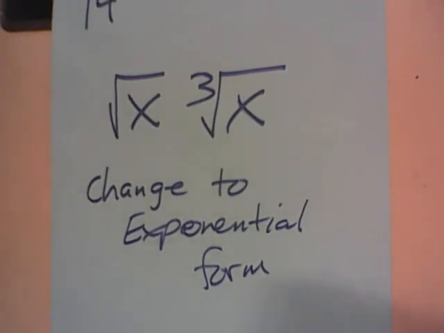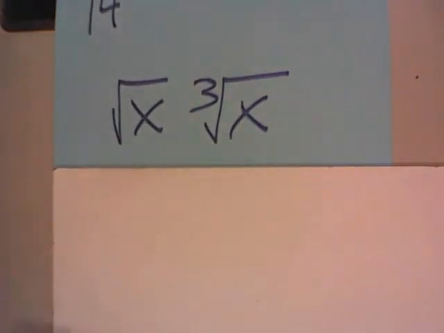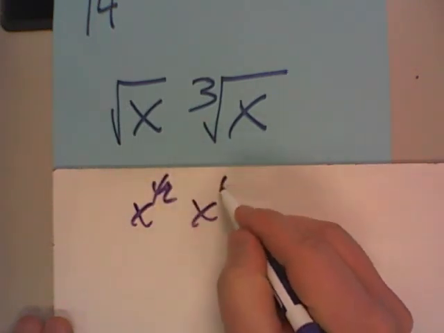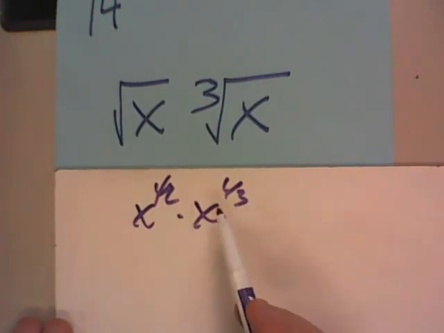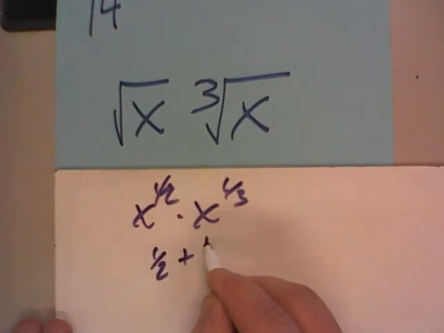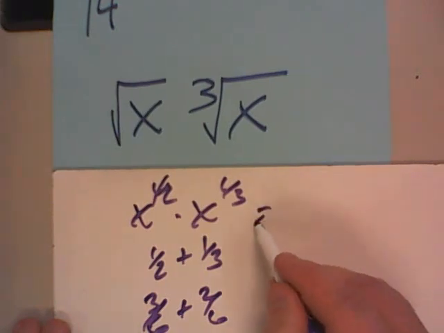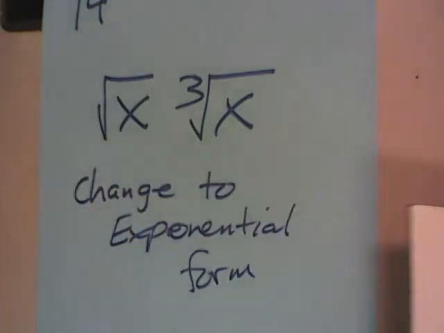And then our last one here, number 14. Looks kind of like a simple question. We're going to change this to exponential form. We have the square root of x times the cube root of x. Well, this is x to the 1/2, and this is x to the 1/3, and I'm multiplying. So just as in the last question, I'm going to add the exponents together. So I'm going to take 1/2 plus 1/3, which means we need a common denominator, which is going to be 6. 1/2 is 3/6. 1/3 is 2/6. When I add them together, I get 5/6. So this is x to the 5/6 power.